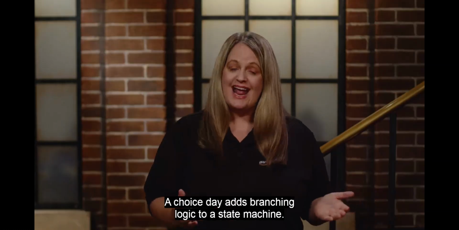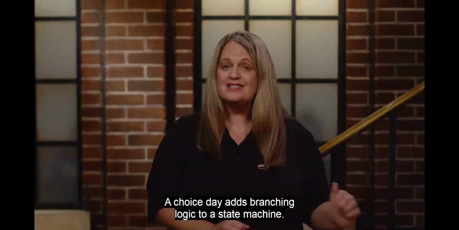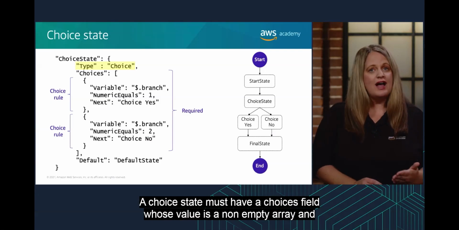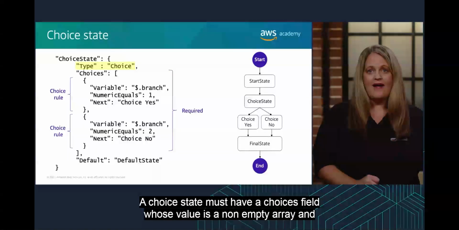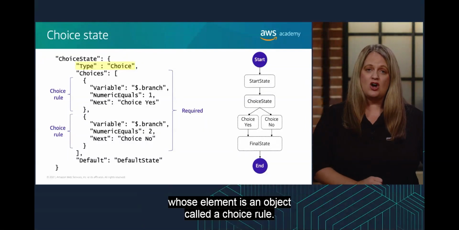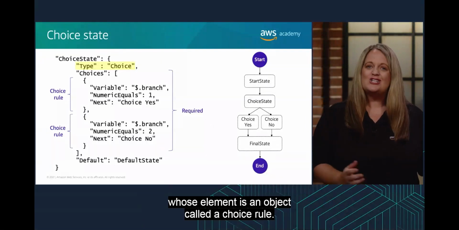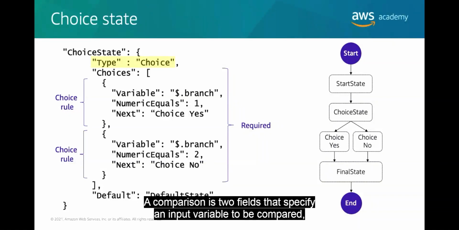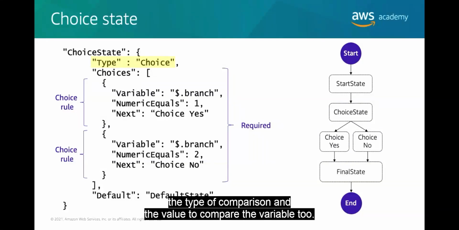A choice state adds branching logic to a state machine. A choice state must have a choices field whose value is a non-empty array and whose element is an object called a choice rule. A choice rule contains a comparison and a next field. A comparison is two fields that specify an input variable to be compared, the type of comparison, and the value to compare the variable to. The next field value must match a state name in the state machine.